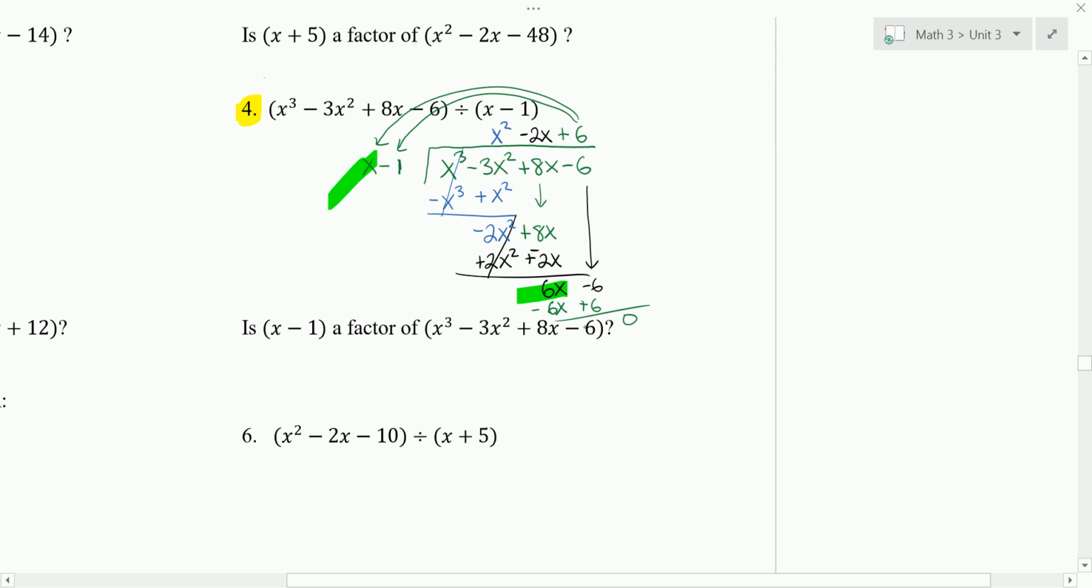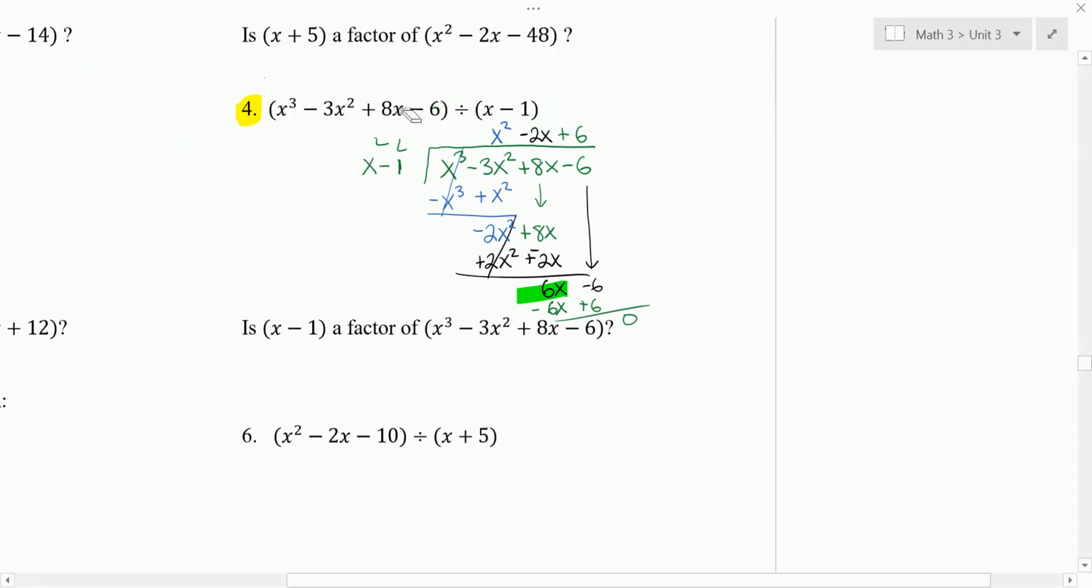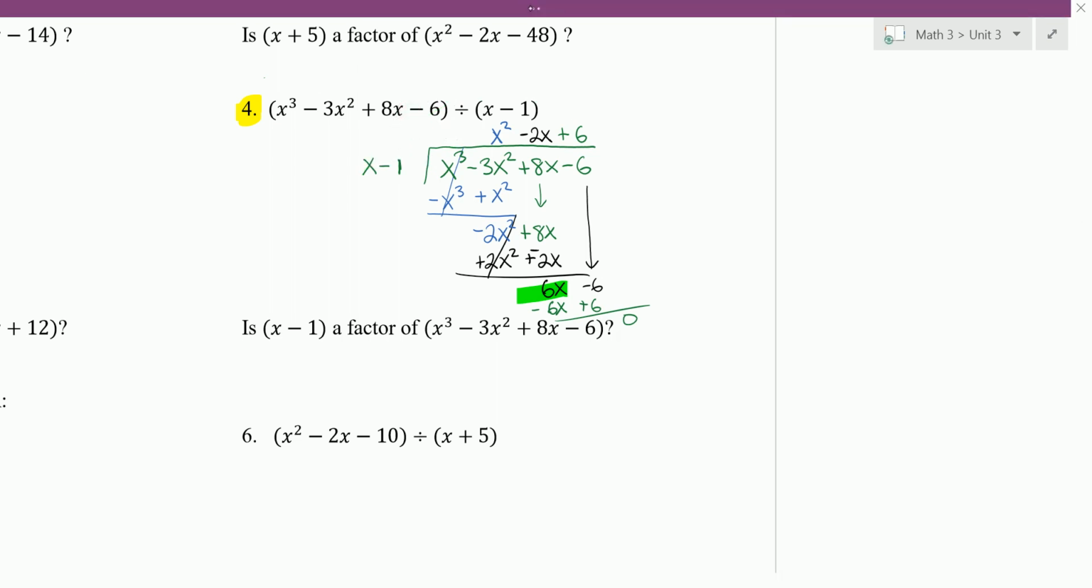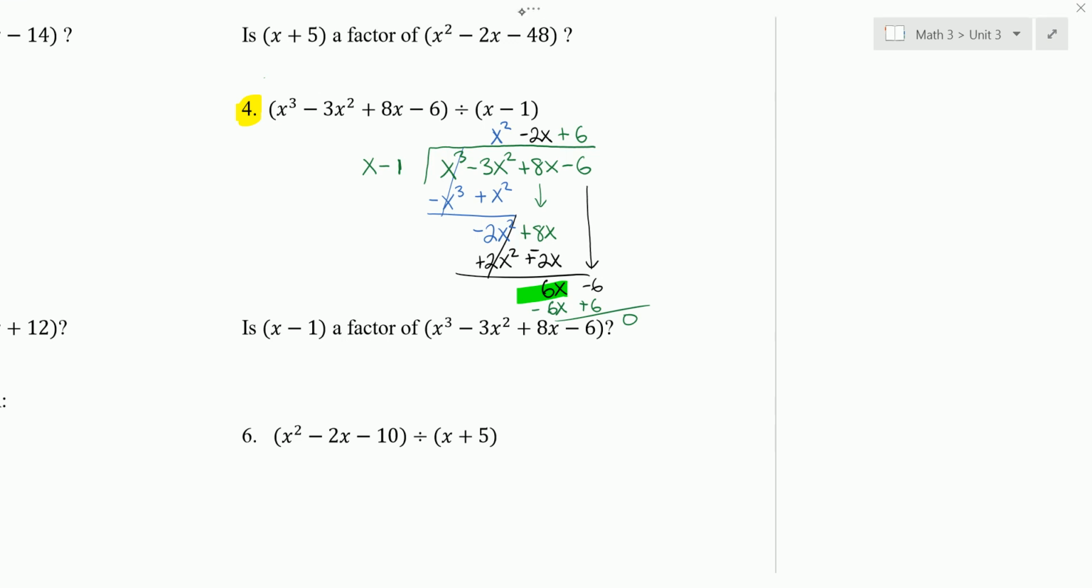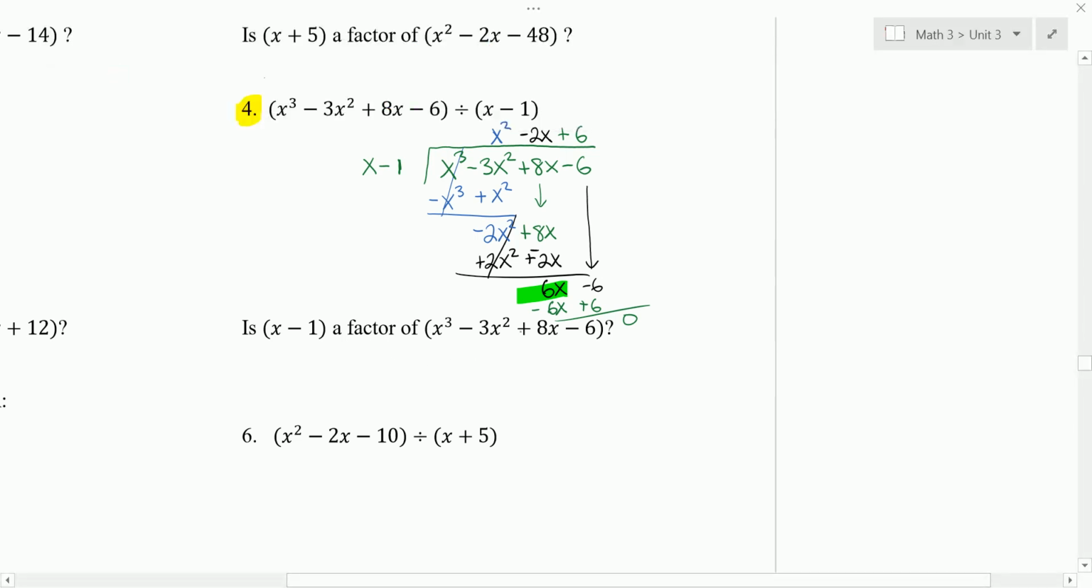And if your remainder is 0, you've divided by a factor. And actually we factored it. So it asks, is x minus 1 a factor? And we're saying yes, and the reason is because our remainder is 0. In fact, it's going to factor to x minus 1 times x squared minus 2x plus 6.